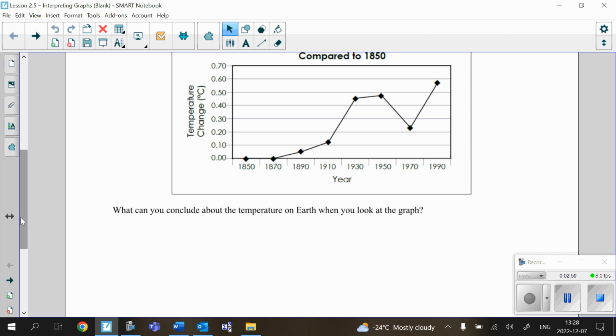You don't necessarily have to look at the whole graph. You could look at the whole graph. Has the temperature generally gone up? Yes, except 1950 to 1970, right? It went down. So that's another interpretation you could make. And it's correct, because it did. I wonder why, though. Why would it have gone down from 1950 to 1970? It's a good question.